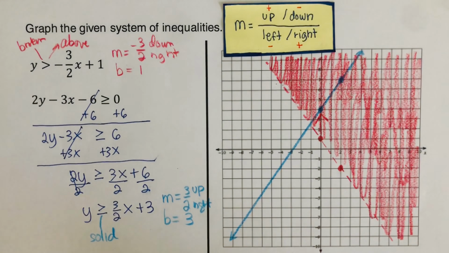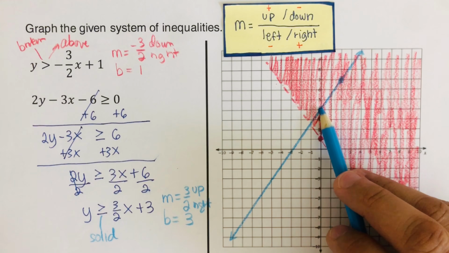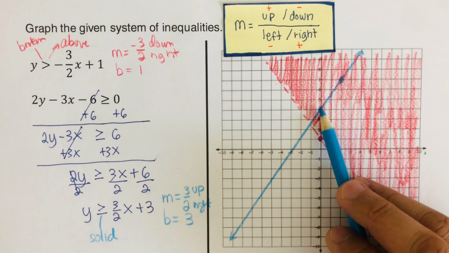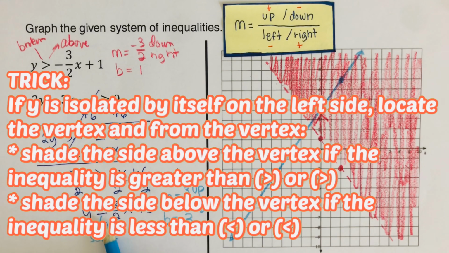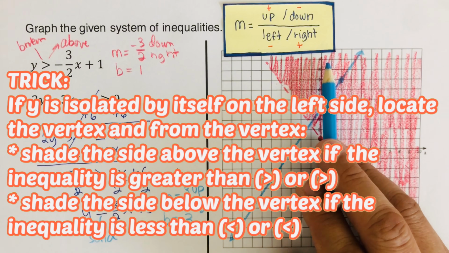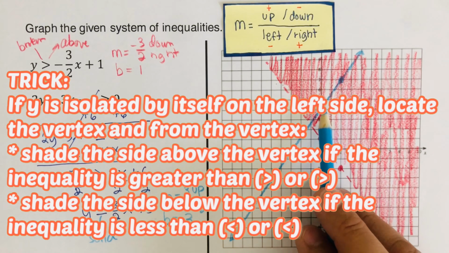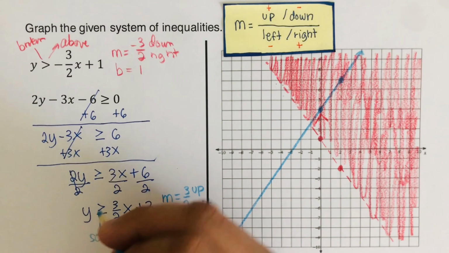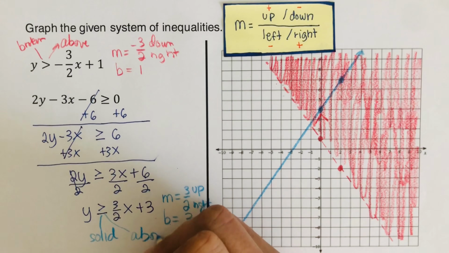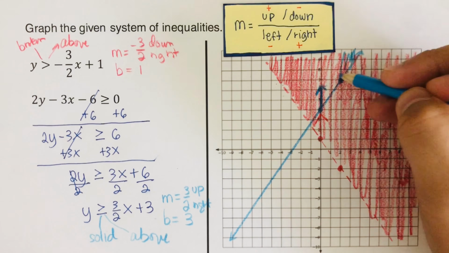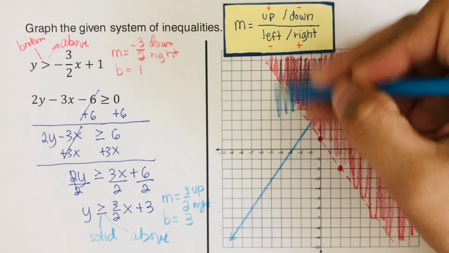Okay, now I'm going to determine which side to shade. Is it above the y-intercept or below the y-intercept? Now remember the trick. If y is isolated by itself on the left side, locate the vertex, and from the vertex, shade the side above the vertex if it's greater than or equal to. Shade the side below the vertex if it's less than or equal to. Since this is greater than, we are shading above the vertex. So above the vertex means here, so we are shading all of the ones that are above the vertex.